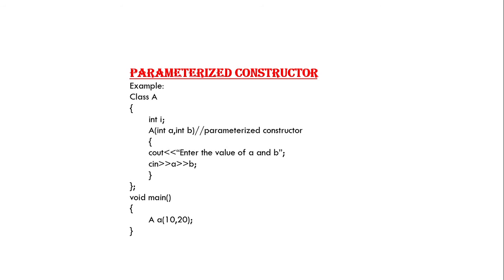Okay, so what is a parameterized constructor? This is the second type of constructor, the parameterized constructor. Here I have taken a class A, as we can see. And inside this class A, I have taken a variable int i. This int i is publicly declared. I haven't written public here, but it is publicly declared.